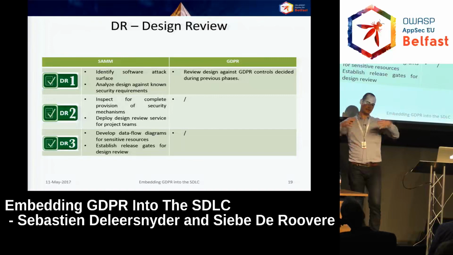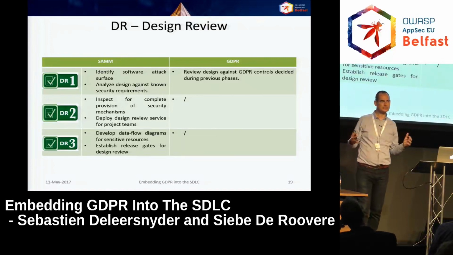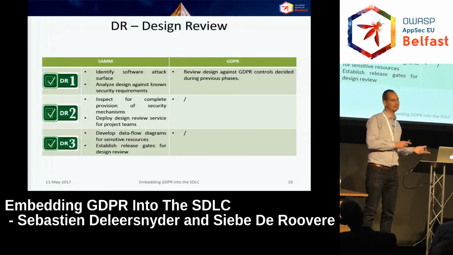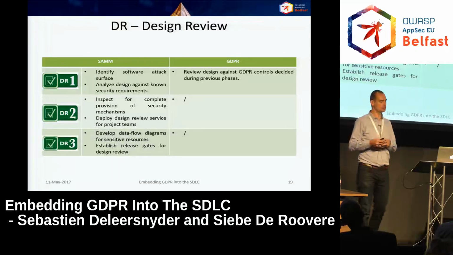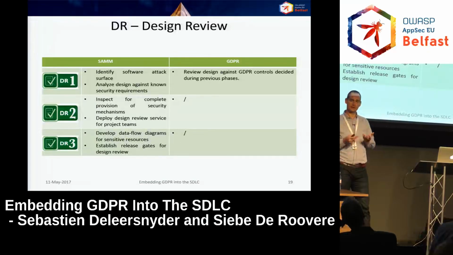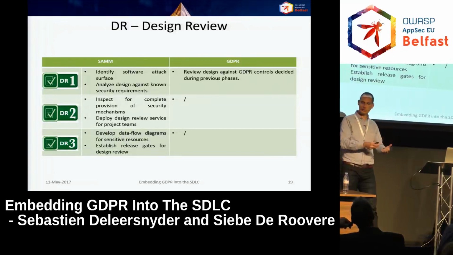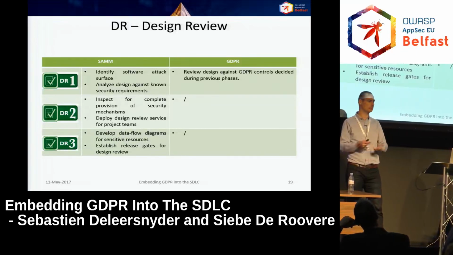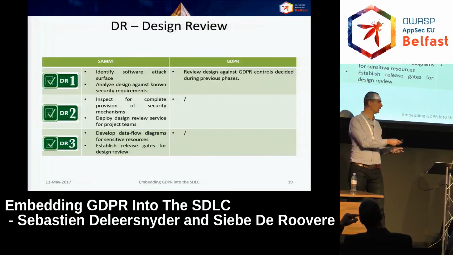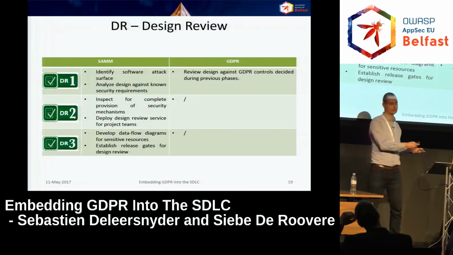The next group of security practices in SAMM is more focused on making sure that what we said we were going to do, we actually delivered. An important part is design review, checking whether the software architecture and design cover our security requirements in the first place. So this is also a natural placeholder to make those checks against the privacy requirements.